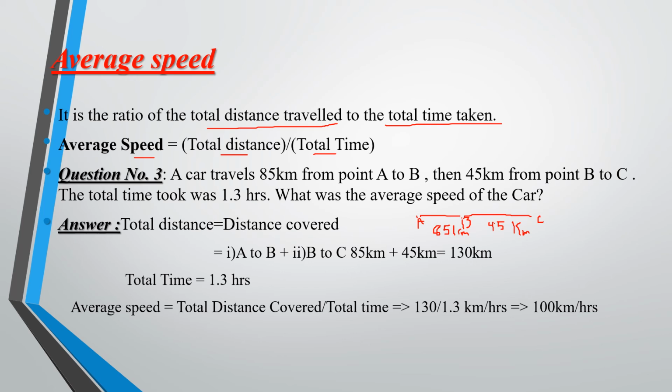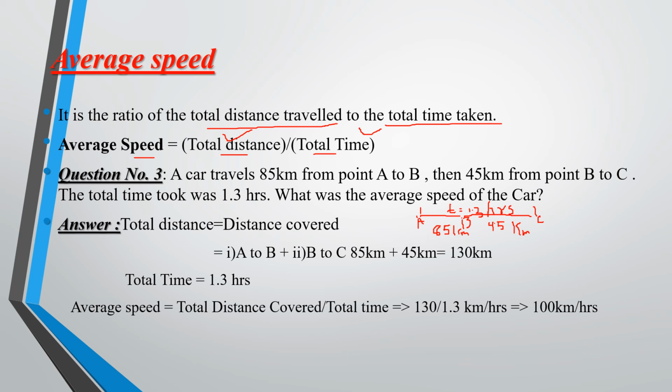So the question they are asking is, what was the average speed of the car? The total time taken was 1.3 hours. So from point A to C, what is the time taken by the car? It is 1.3 hours. Then we can calculate the total distance traveled by the car and the total time taken from the initial position to the final position of the car.